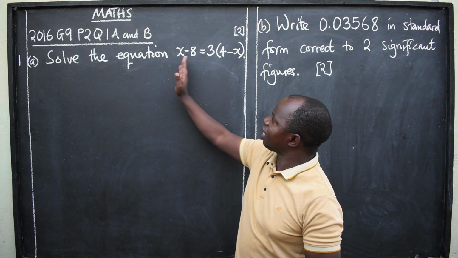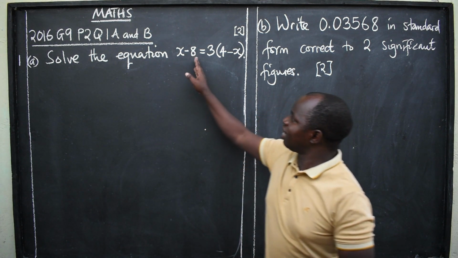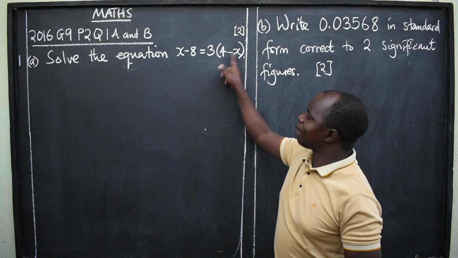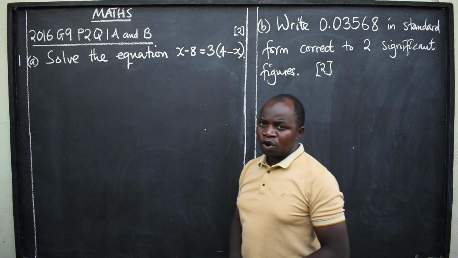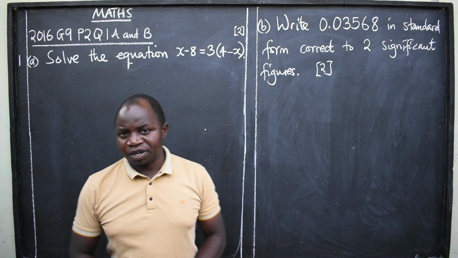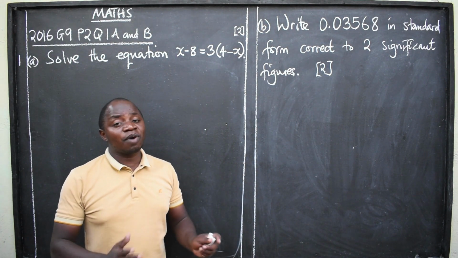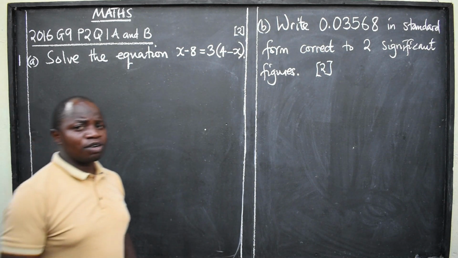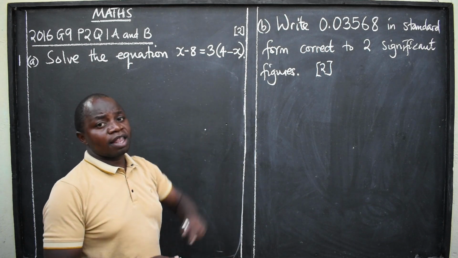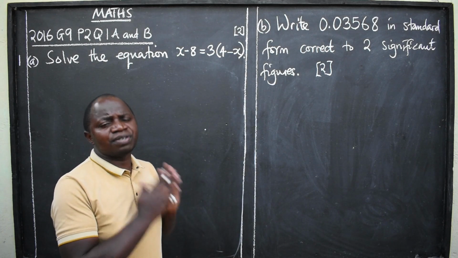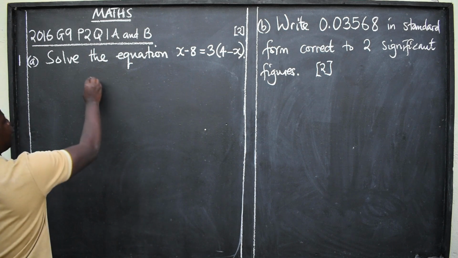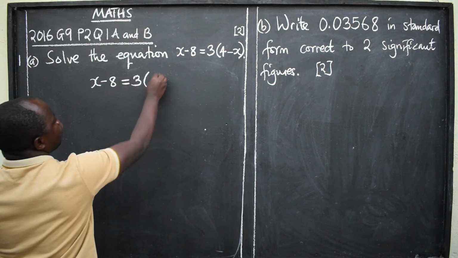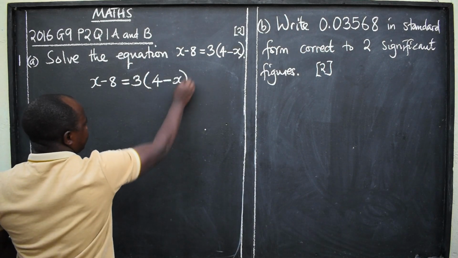Solve the equation x minus 8 is equal to 3, in brackets, 4 minus x. What should you do? The question is from a topic called equations and inequations. So the first thing that you're going to do is to copy the question the way it is written. So we have x minus 8 is equal to 3(4 minus x).